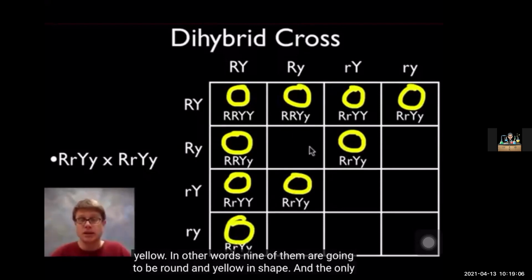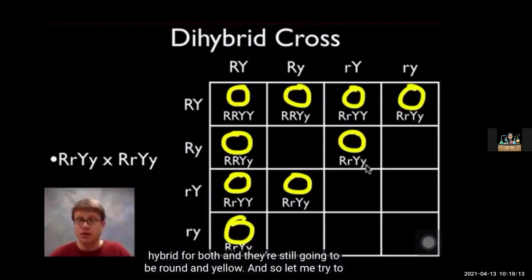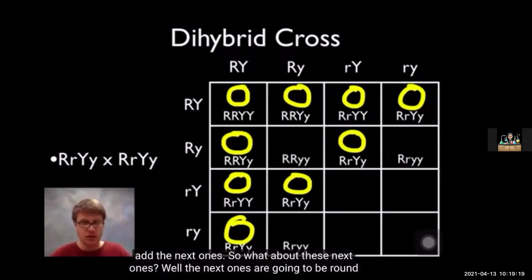In other words, 9 of them are going to be round and yellow in shape. And the only reason why is that the R is dominant, and so you could have one like this where they're hybrid for both and they're still going to be round and yellow. And so let me try to add the next ones.